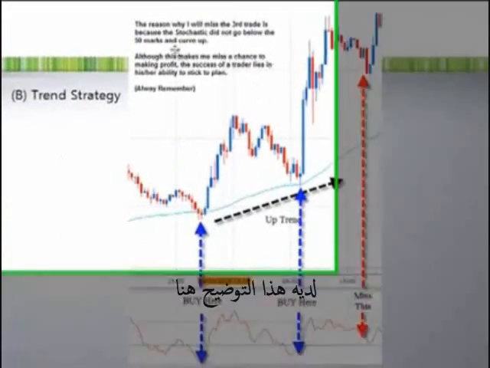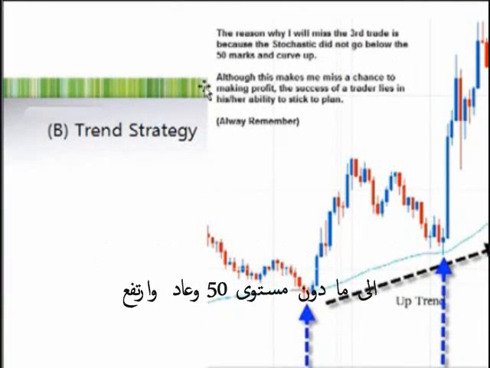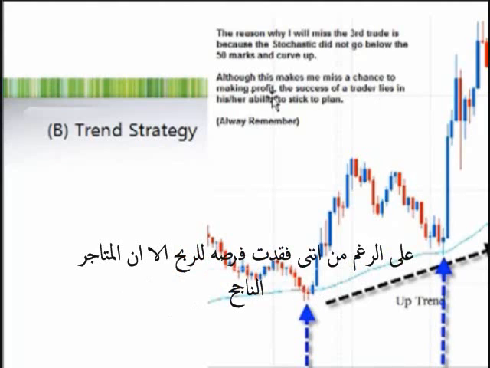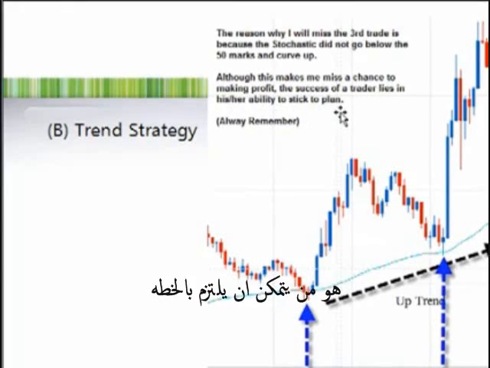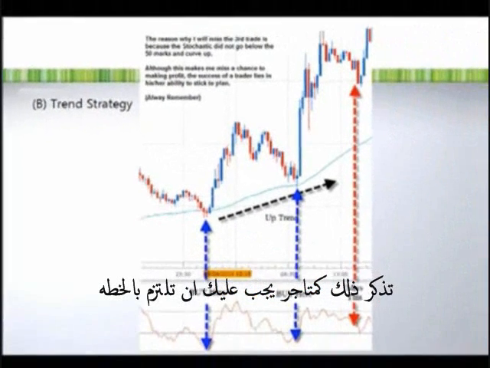Okay, and I actually highlight here the reason why I missed the third trade is because the stochastic did not go below the 50 mark and curve up. So although this made me miss a chance at making a profit, the success of a trader lies in his ability to stick to the plan. You have to remember that as a trader you have to always stick to the plan.